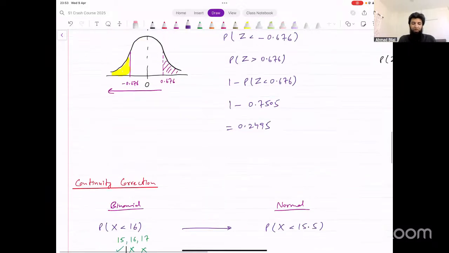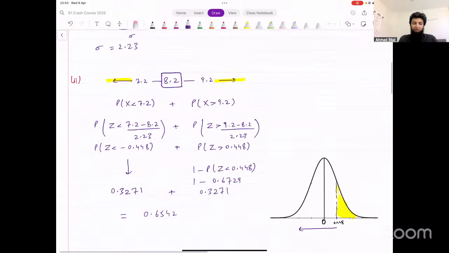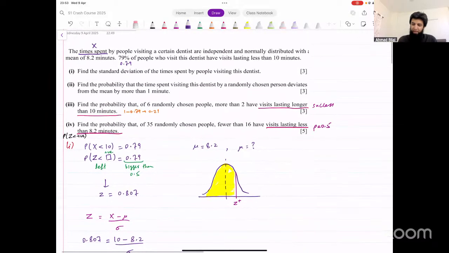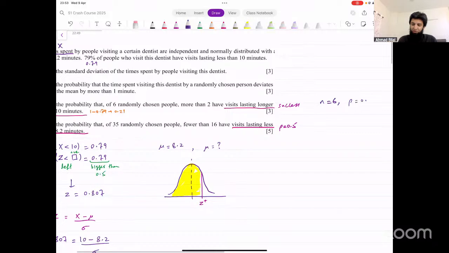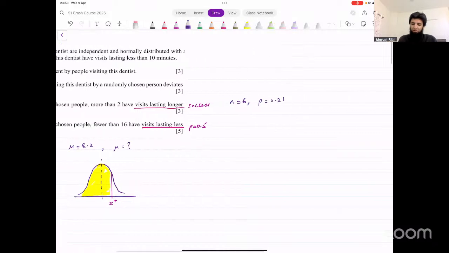So in part C, in the third part, for instance, n was 6. Probability of success was 0.21. n times p, what would that be? That would be 6 times 0.21, which is something very small, 1.26. That's less than 5. You could not use approximation in this case, right? The data is very small for the approximation to give you a reasonable result.